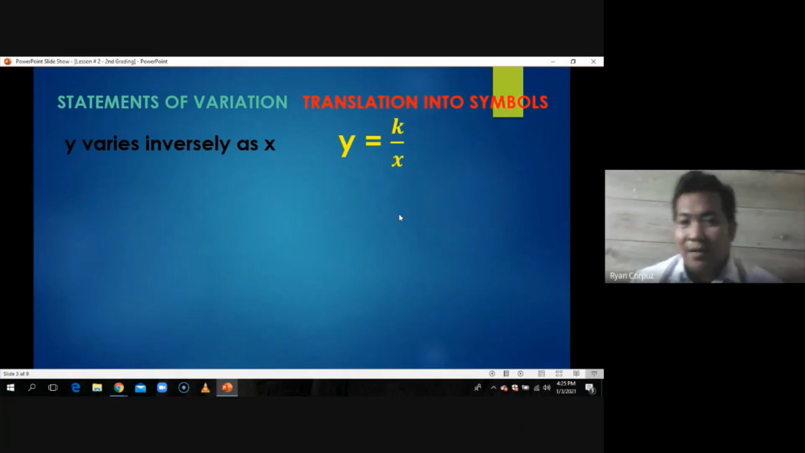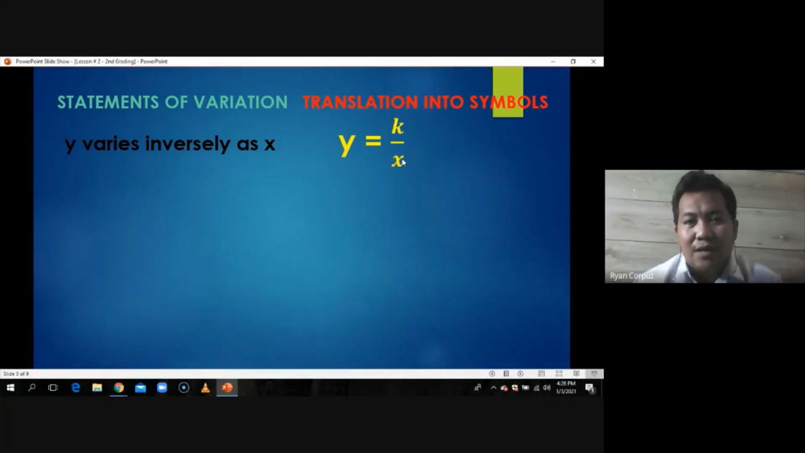And katulad ng sinabi natin, that is the most important thing in variation. Even though we did not mention k in the statement, once we translate it into symbols, k is always there. So if we are translating inverse variation, that k is the numerator and that second variable being mentioned is on the denominator part. Then the other translation is the translation in terms of k.